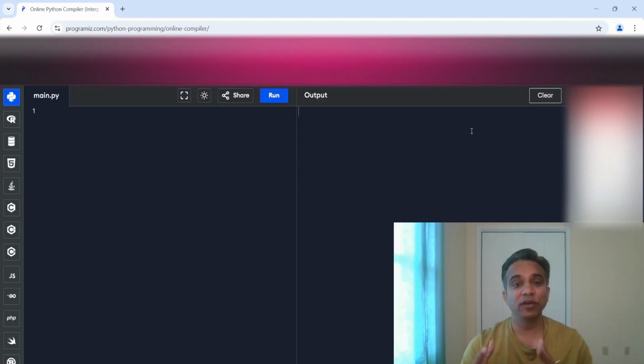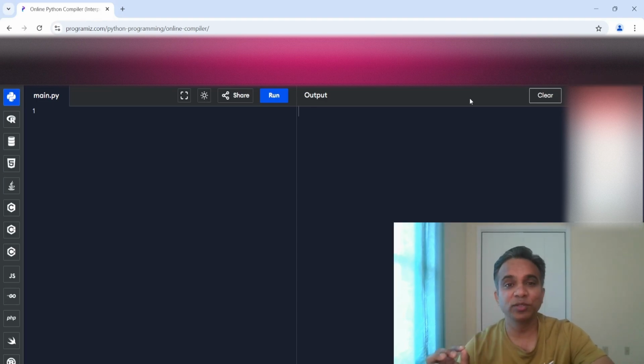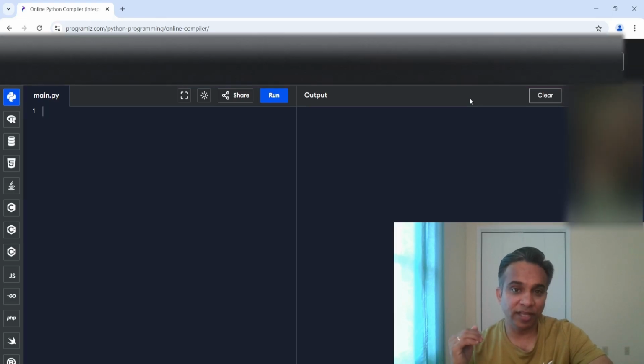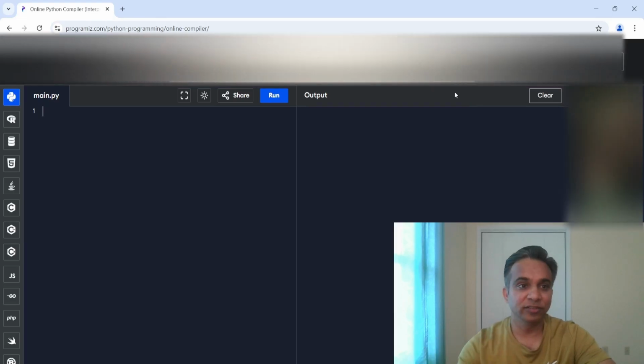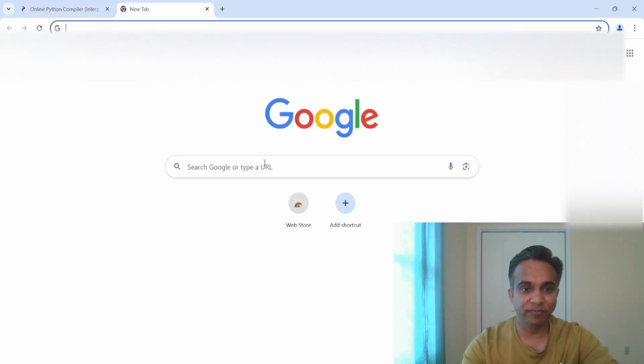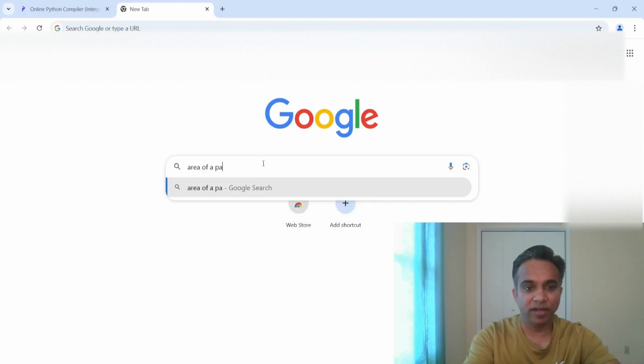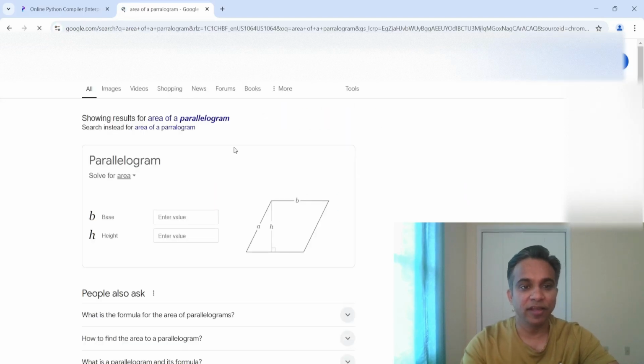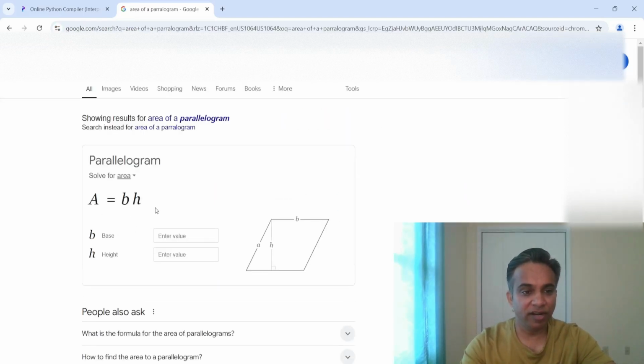In this video, we are going to learn to build a Python program to calculate area of a parallelogram. So first, we find out the equation of parallelogram, what are the inputs required, and then the output we are going to calculate. So let us find out first, what is the area of a parallelogram. Area of a parallelogram is base multiplied by height.